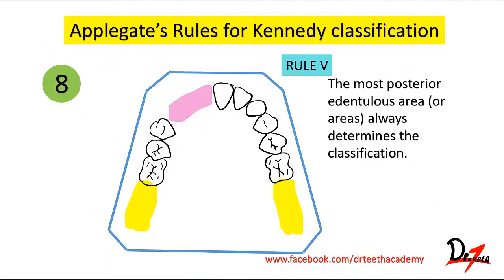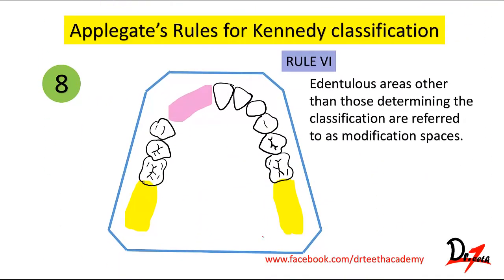Now rule 5. The most posterior edentulous area or areas always determines the classification. So the area which is most posterior, here you can see these two areas, they are the most posterior ones. So they will determine the classification, and all other areas, for example this area, will not determine the classification. These would in fact be modification spaces. So this is a bilateral edentulous area, so it is class 1, and we have a single space here, so it is modification 1.